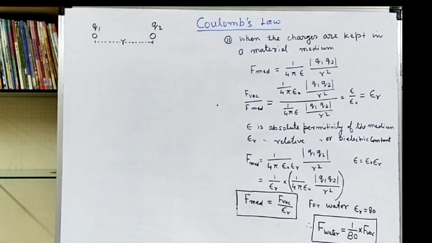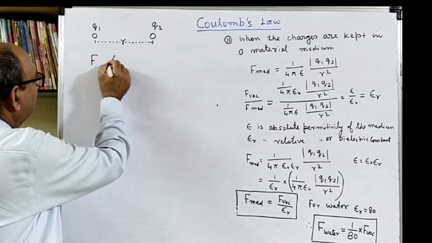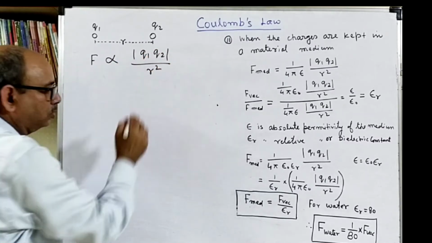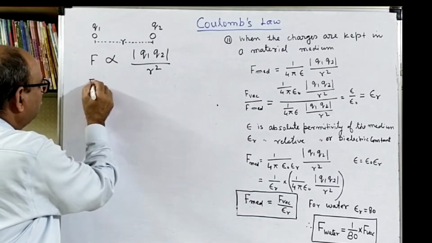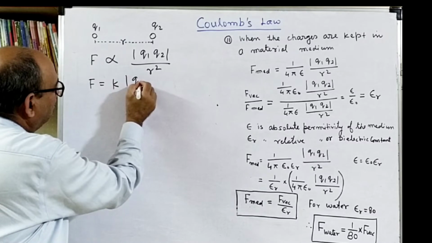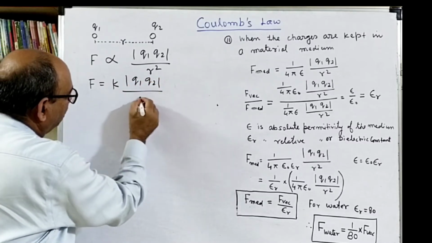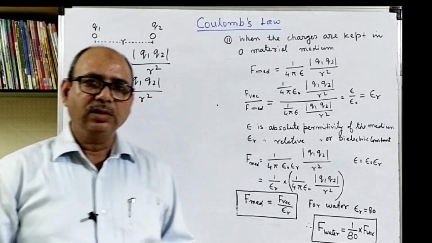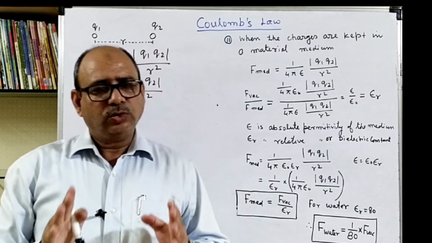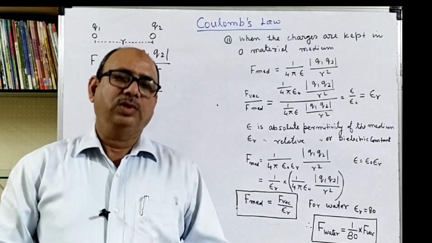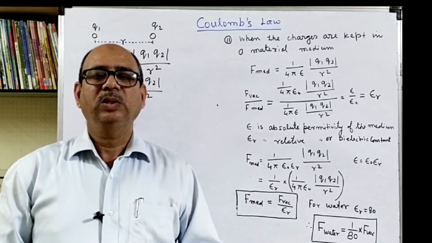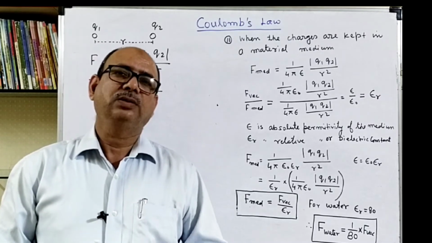Q1 and Q2 are the two point charges separated by a distance r. Then F is directly proportional to Q1 Q2 upon r square. When we remove the sign of proportionality, F is equal to K Q1 Q2 divided by r square, where K is a constant of proportionality and any positive arbitrary value can be assigned to it. But the value of K assigned will determine the size of the unit of charge.